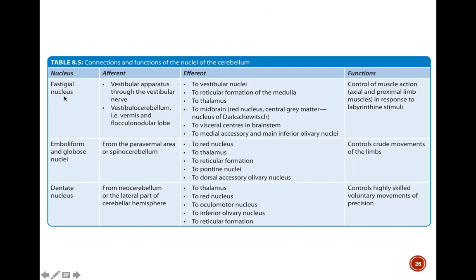Similarly, if you see the fastigial nucleus, they control the muscle action in response to the labyrinthine stimuli. Emboliform and globose are responsible for the crude movements of the limb. The dentate nucleus is responsible for highly skilled movement, those movements which are voluntary and where you need precision. Such movements require the dentate nucleus. So this is somewhat like a summary slide. We will discuss a bit more later when we discuss the connections of the cerebral hemisphere.